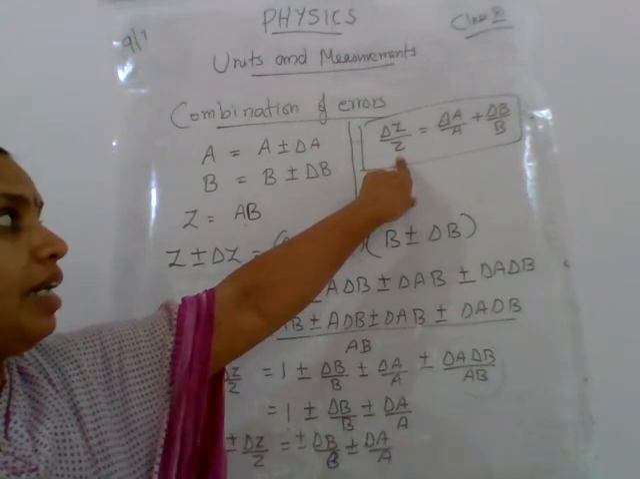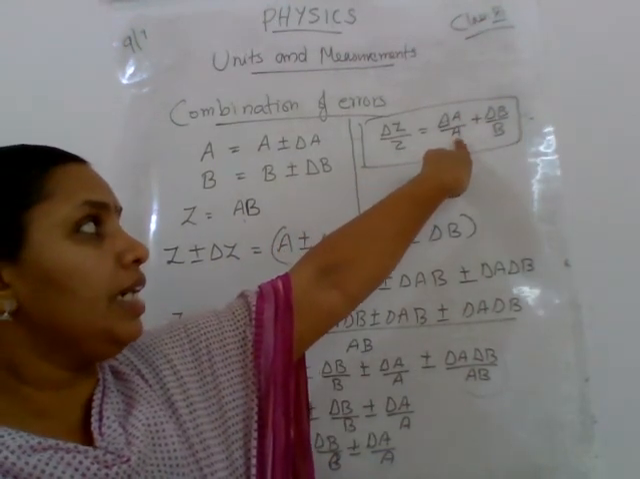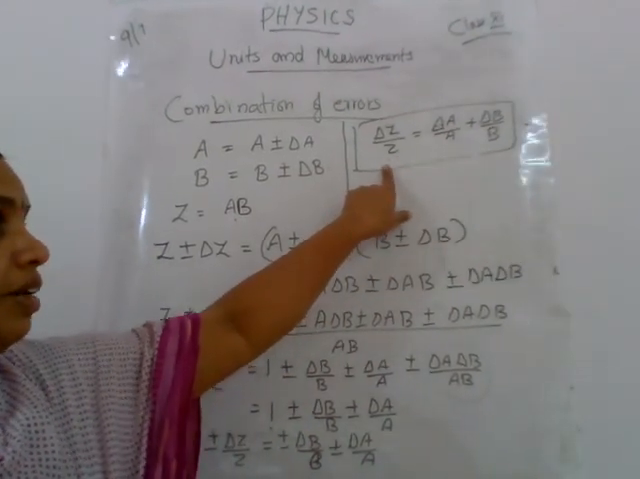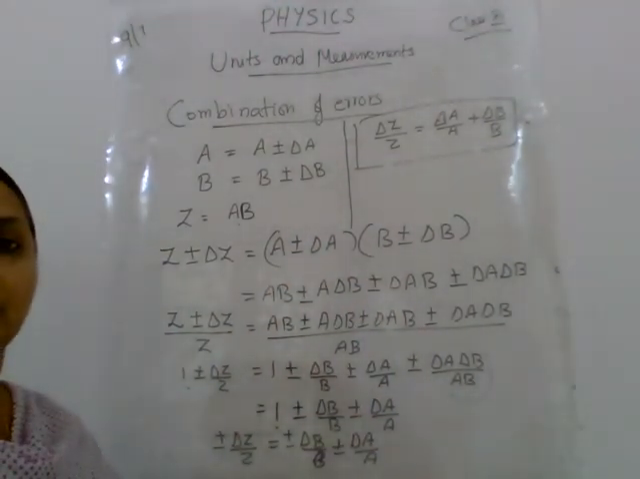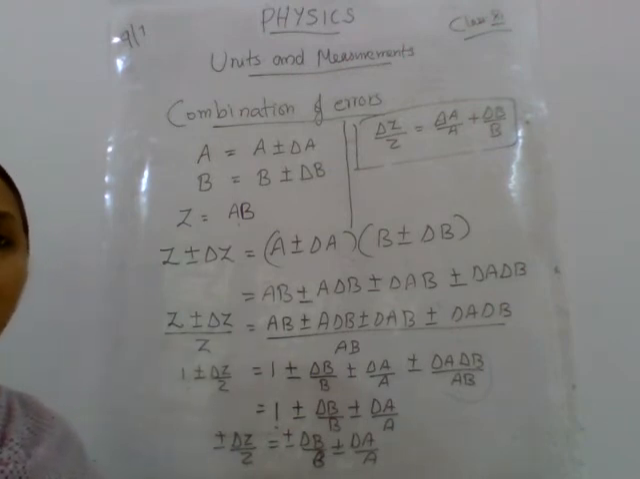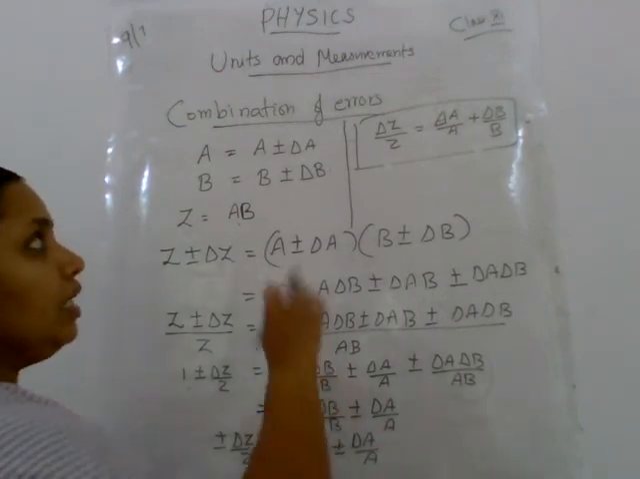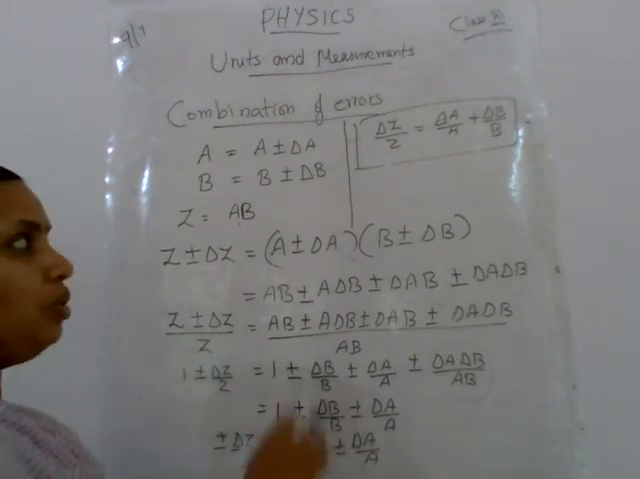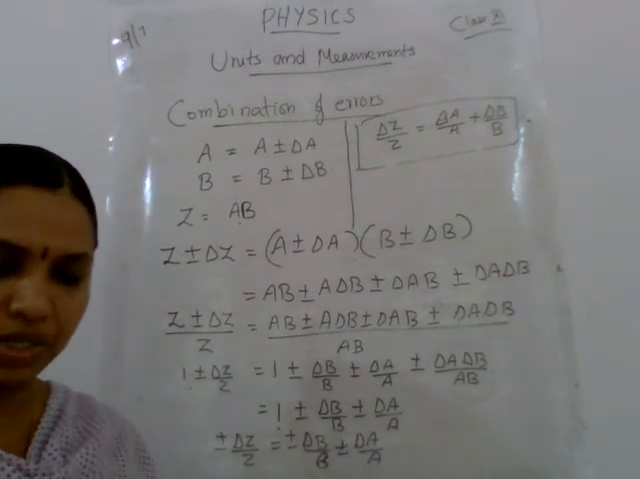So the relative error of the result is the sum of the relative errors of the individual quantities, when we are finding out the result as the product of two physical quantities. The same thing will be there in the case of division also. If you are dividing, then also this is the result. Okay, so write down the next question.